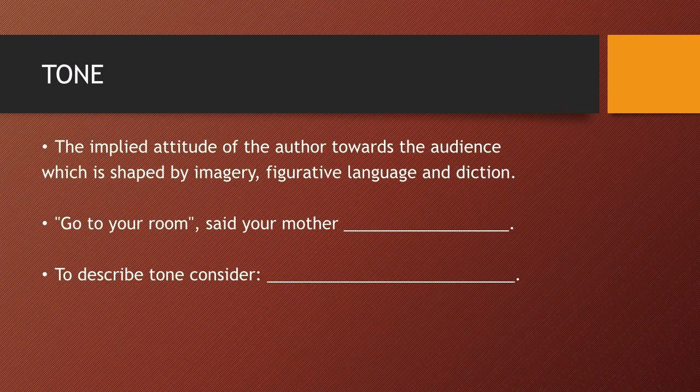Tone. Tone is the implied attitude of the author towards the audience, which is shaped by imagery, figurative language, and diction. It is not limited to these things, but these are the most prominent. An example of tone could be, "Go to your room," said your mother. In the blank, you could insert a word like frustrated or angrily or upset. Make sure when you are describing tone, it is an adjective. Pause here to copy the definition and describe tone in your own words.